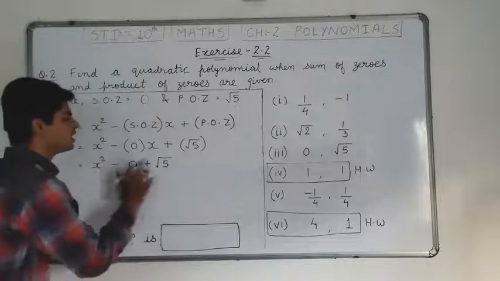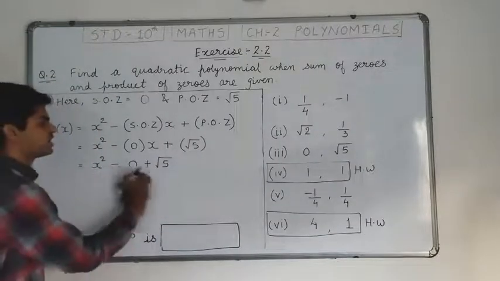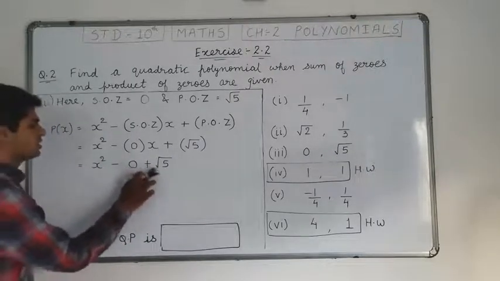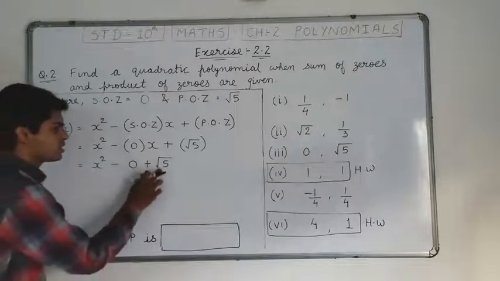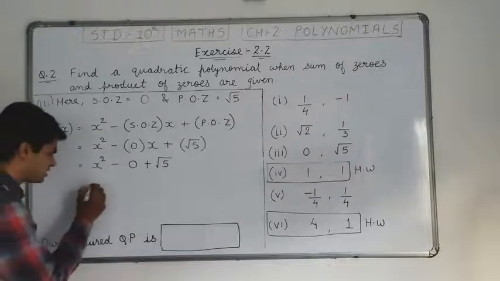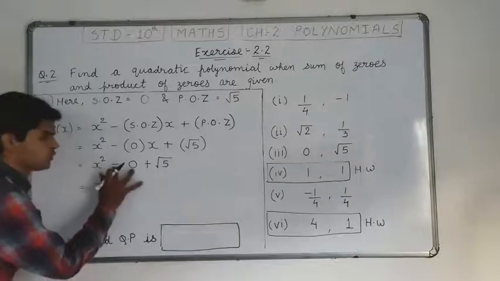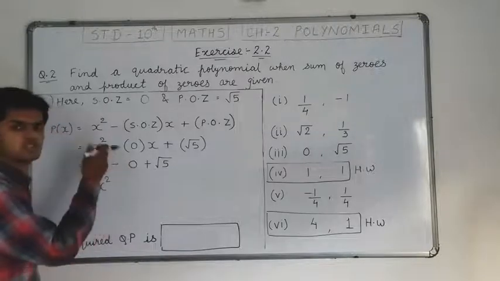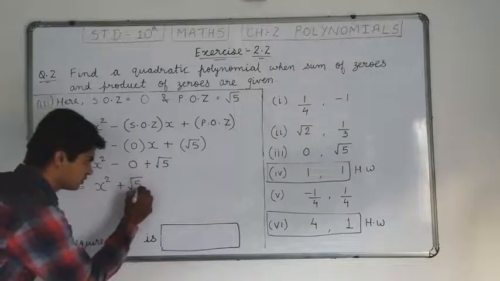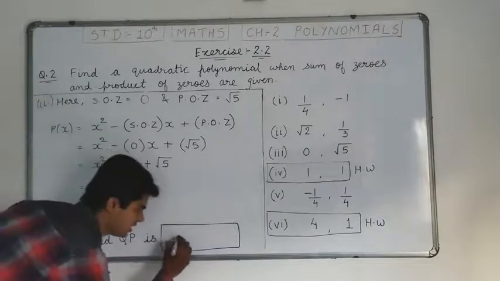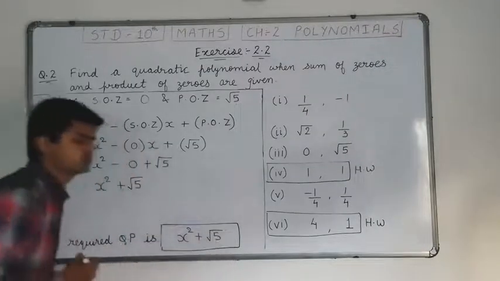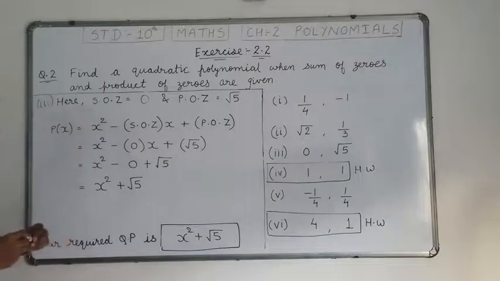Now you can see here there is no denominator. If there is no denominator, there is no need to take the LCM. You can see that in all three terms there is nothing in the denominator, so no need to take LCM. So your answer is x square. There is no importance of 0, whether it is minus or plus, it will be removed directly, plus root 5. So our required quadratic polynomial is x square plus root 5. And it is simple, nothing more is there.